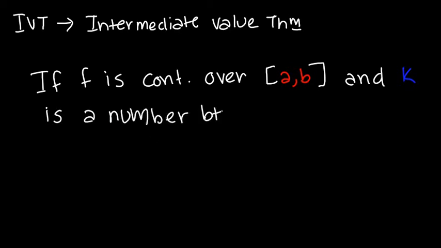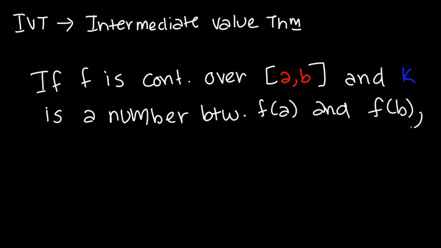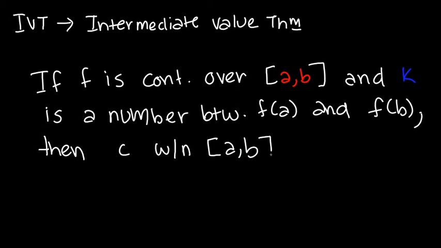So let's write that down. And f of b. Then there must be a value c within a, b, such that f of c is equal to k. So this might seem really ridiculous. What are these words saying? But it's really easy to understand.